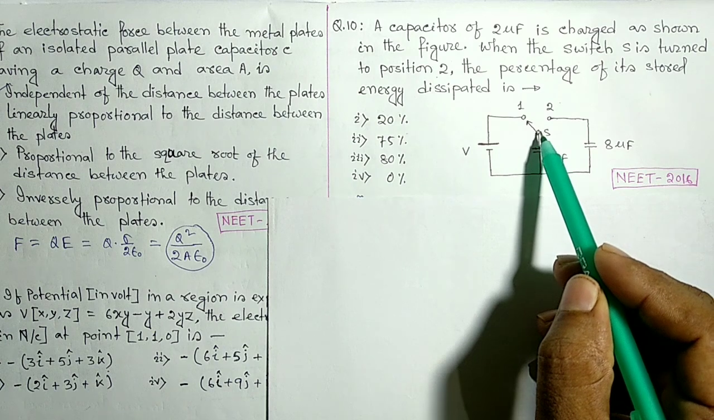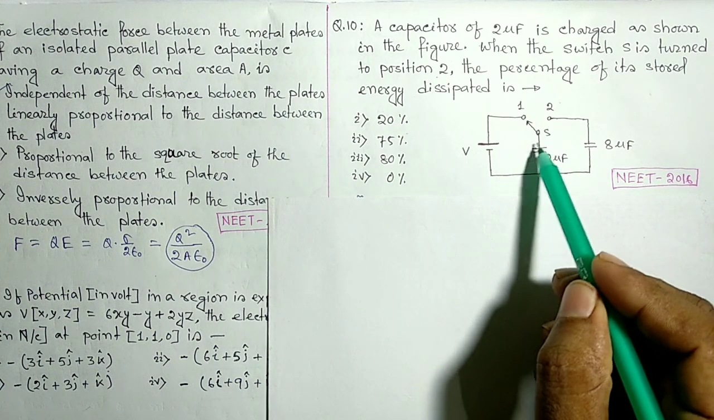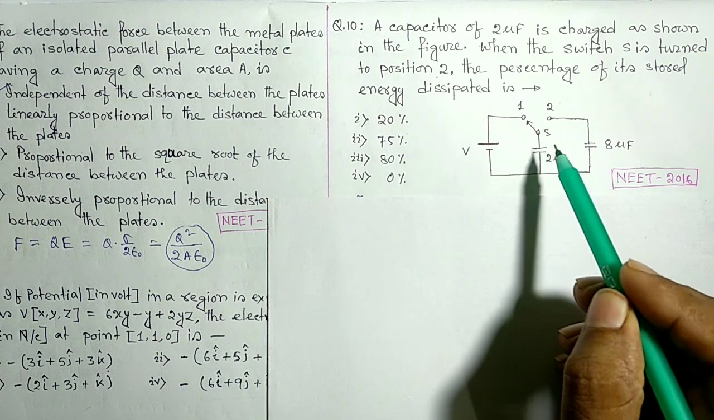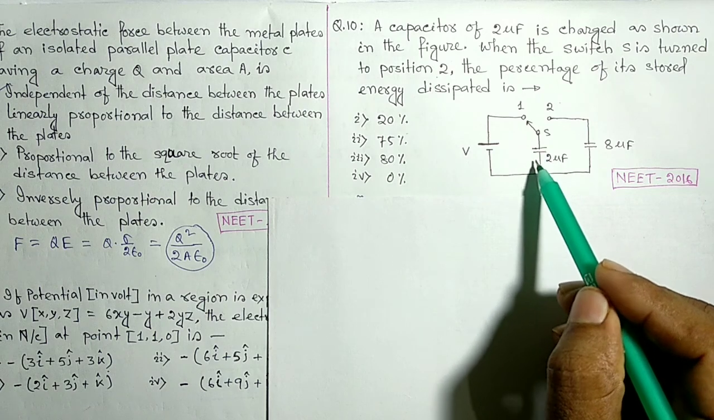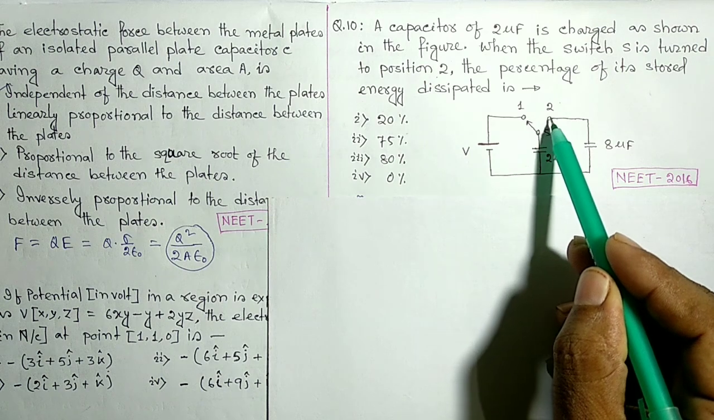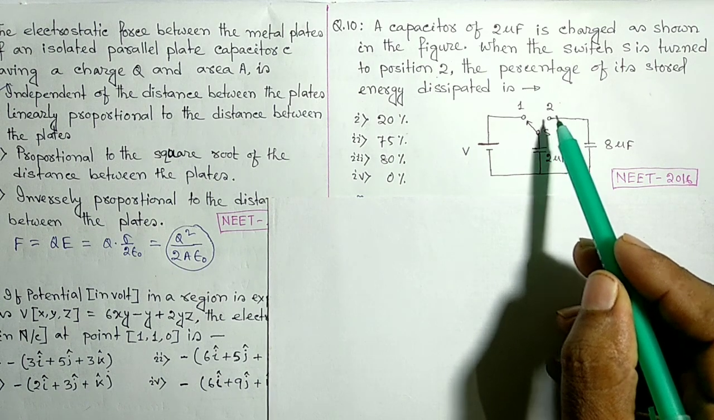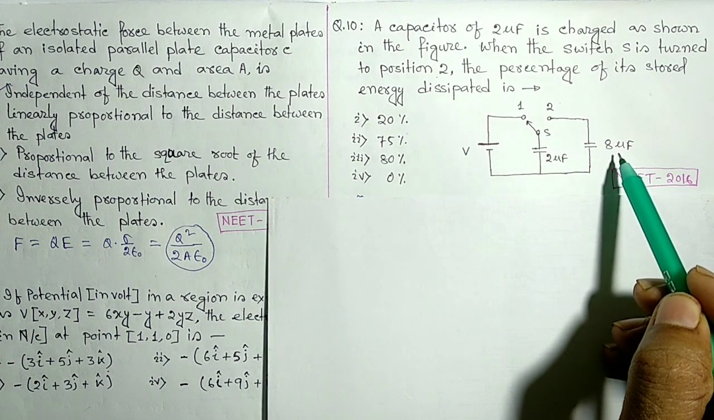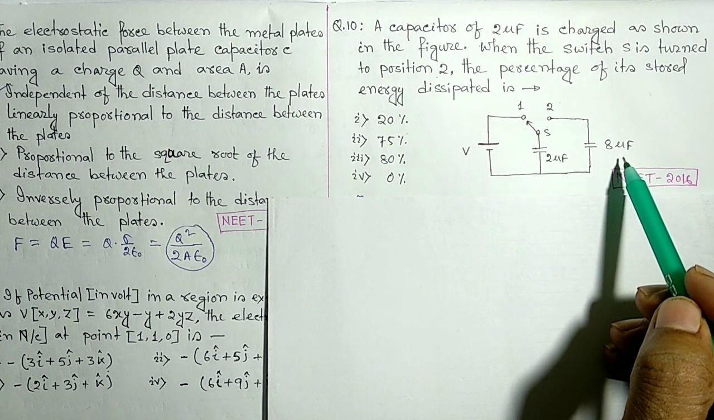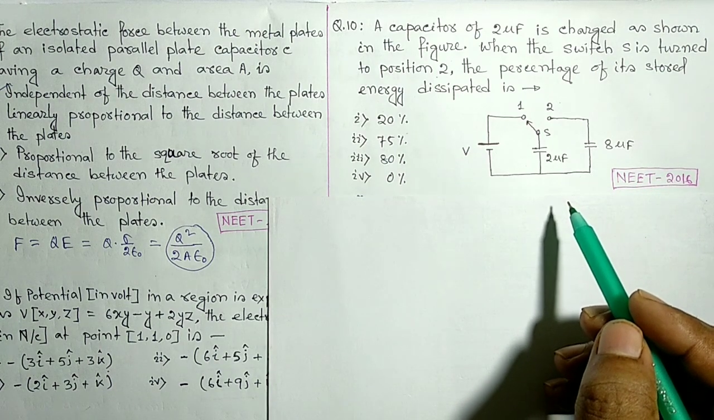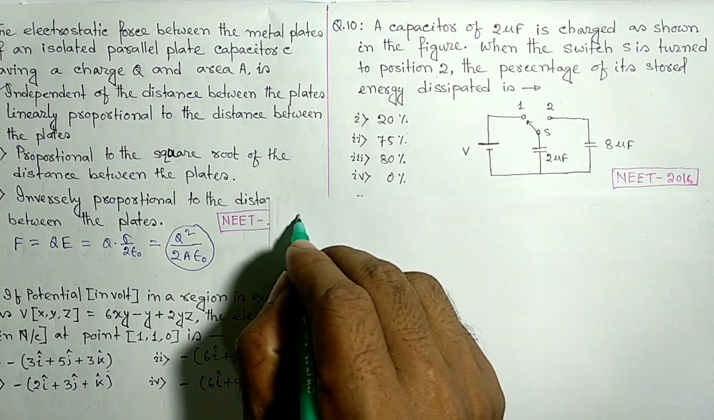When the switch is connected with 1, the capacitor charges up to potential V. Then we have to find the initial energy. Now, disconnecting 1 and connecting S with 2, the 2 microfarad and 8 microfarad capacitors go into parallel connection. In that case, again we have to find the energy, and then find the energy loss. So first of all, the initial energy.